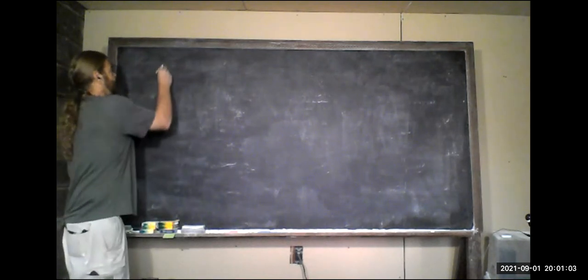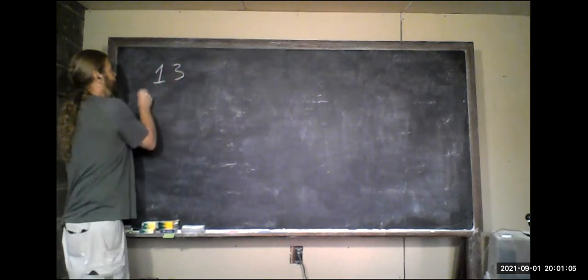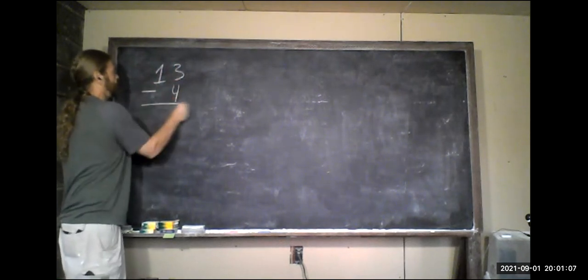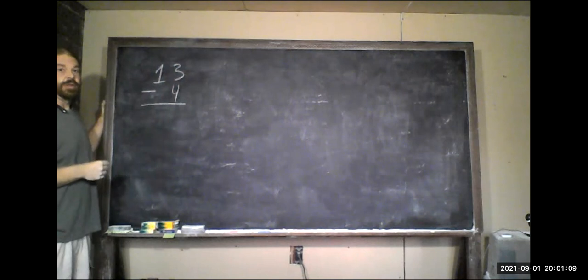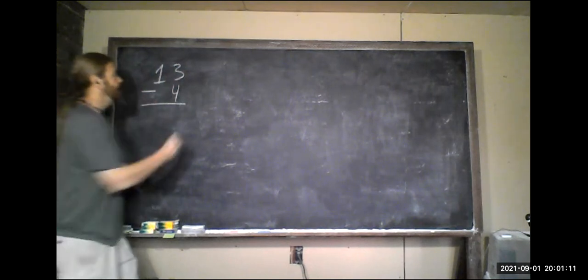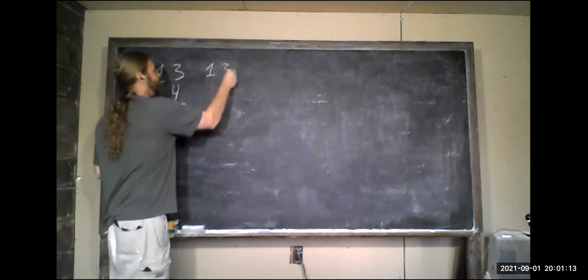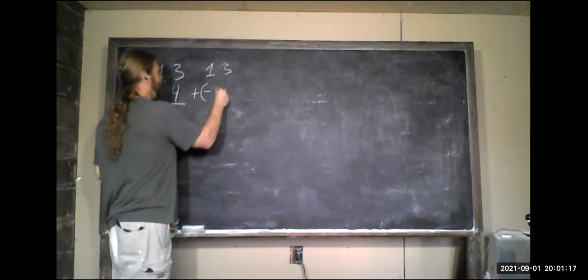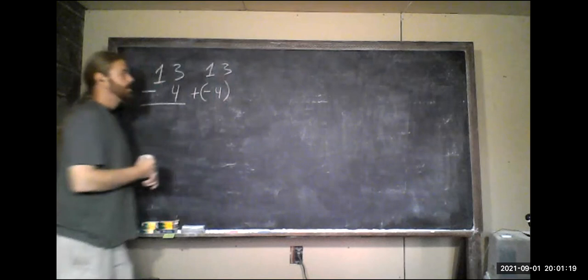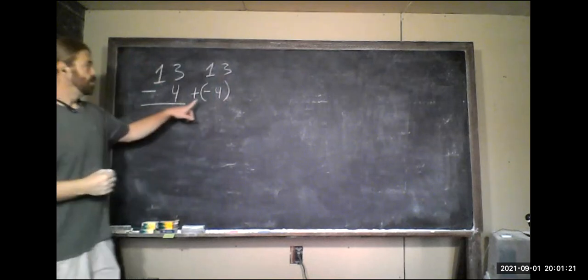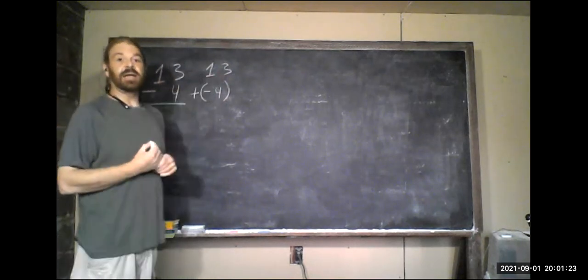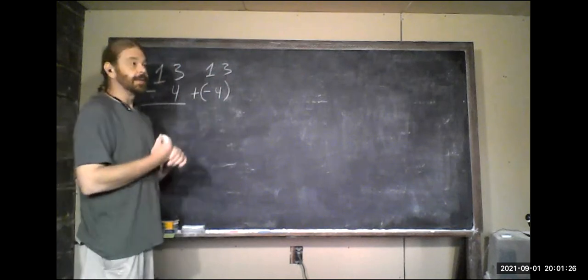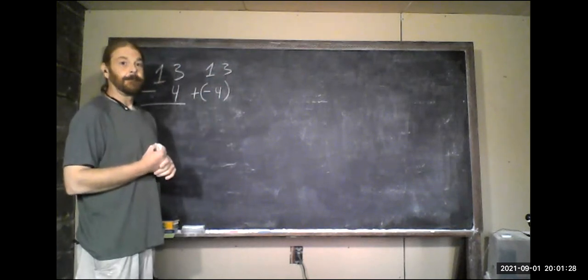So what's another thing we could do? Let's take 13 minus 4 is what we want to deal with, which really, we need to do that all as one operation. So really we want to do 13 plus a -4. So how do we write 13 in binary? Let's just do 4 bits again.